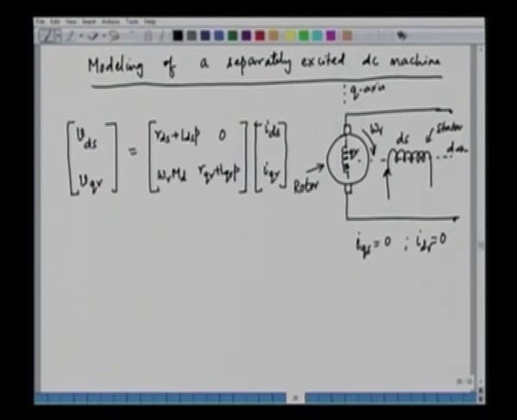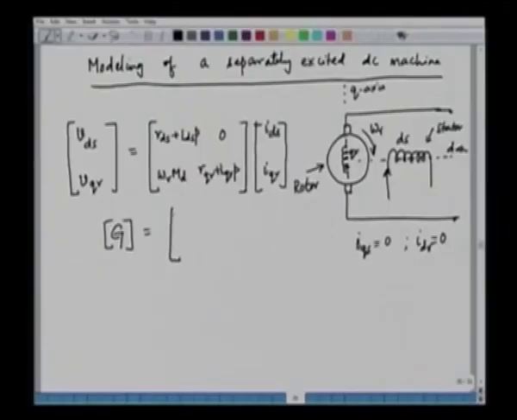So we have a 2 by 2 matrix here and we have to model the DC motor using this 2 by 2 matrix. In this case we can find out what this G matrix is. The G matrix is the matrix associated with the speed, that is omega r. So we can write down this G matrix. It would be 0 and 0 here, and this is MD and 0. This is the G matrix, a 2 by 2 matrix associated with the speed, omega r.